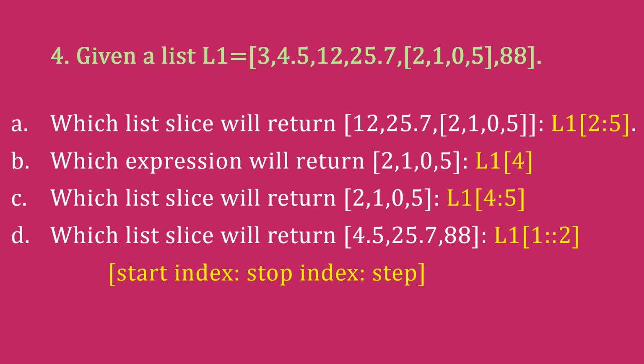So for that you can just take a list slice like this, L1 within that 2 to 5, that range you have to provide. So 5 will be excluded and you will get the elements which are present at index number 2, 3 and 4.